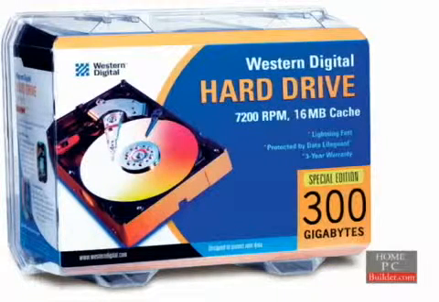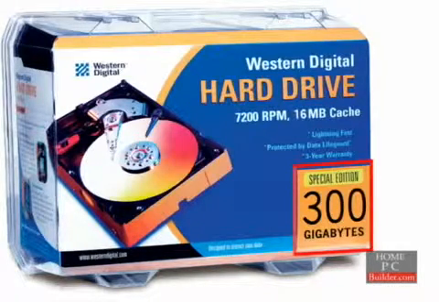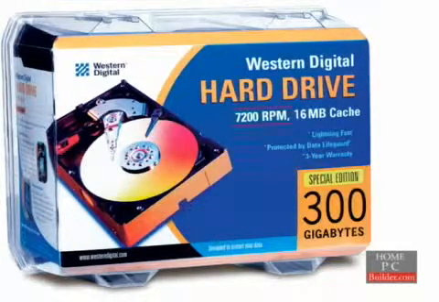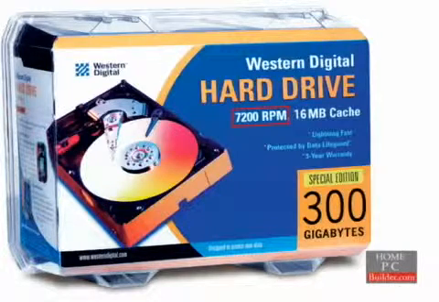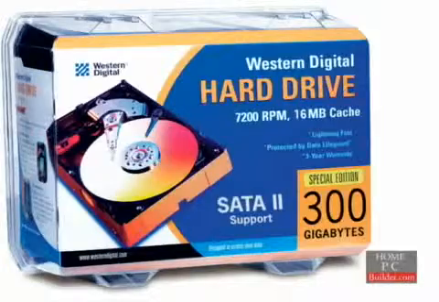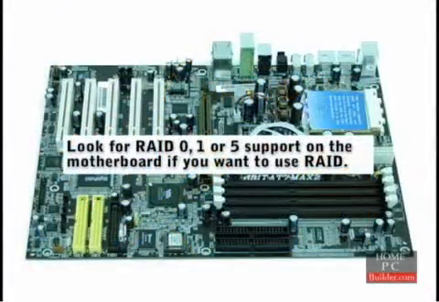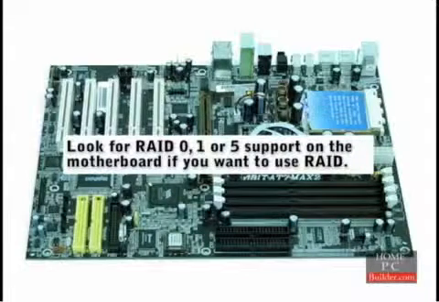So when you go to purchase your hard drive or drives, you're looking for at least 300 gigabytes of drive capacity, at least a 7200 RPM speed with 16 megabytes of cache, serial ATA2 support, and if you want to try using RAID, look for your type of RAID support, 0, 1, or 5, on the motherboard.